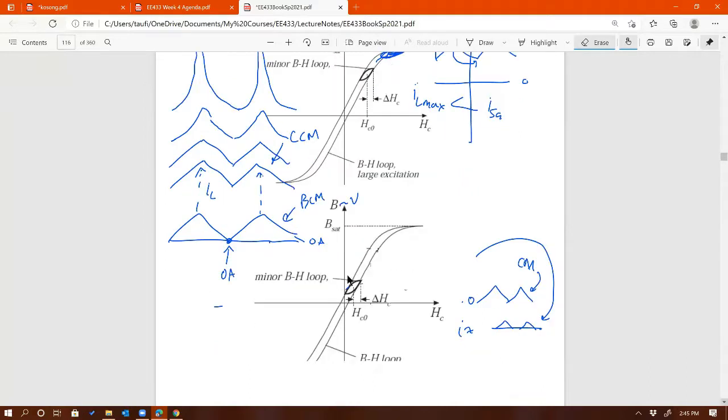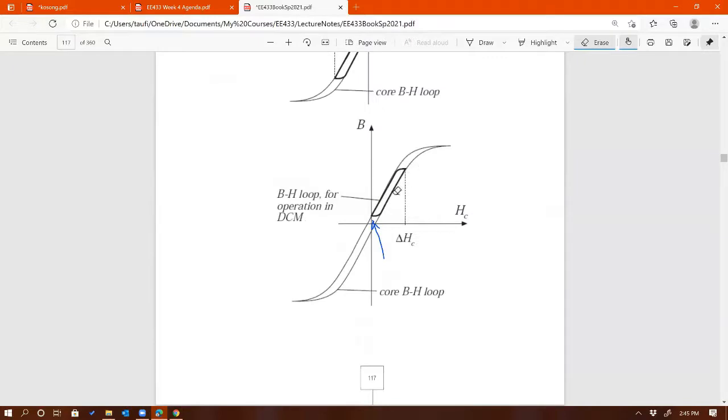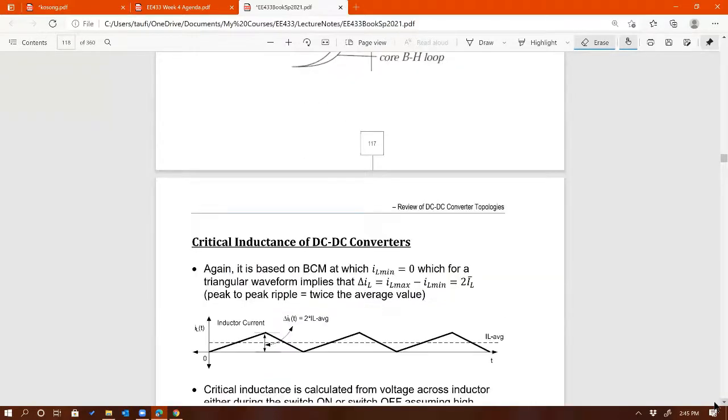So smaller area corresponds to delta IL of this inductor current, and then we have a bigger area corresponding to a bigger voltage swing across the magnetic component. That's typically encountered in a transformer, right? Okay, any questions on that?